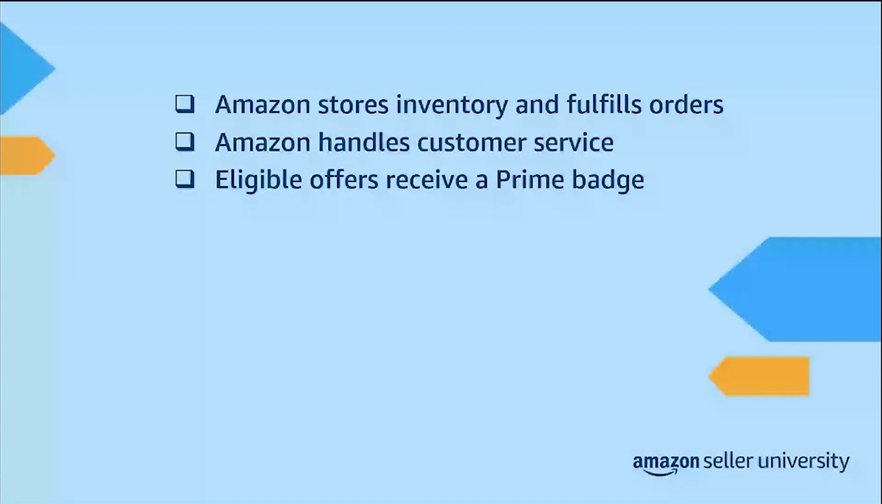Eligible products enrolled in FBA can receive a Prime badge, offer free 2-day shipping, and be eligible for featured offer placement. FBA also gives you access to a range of tools and optional services you can take advantage of to further automate your business.